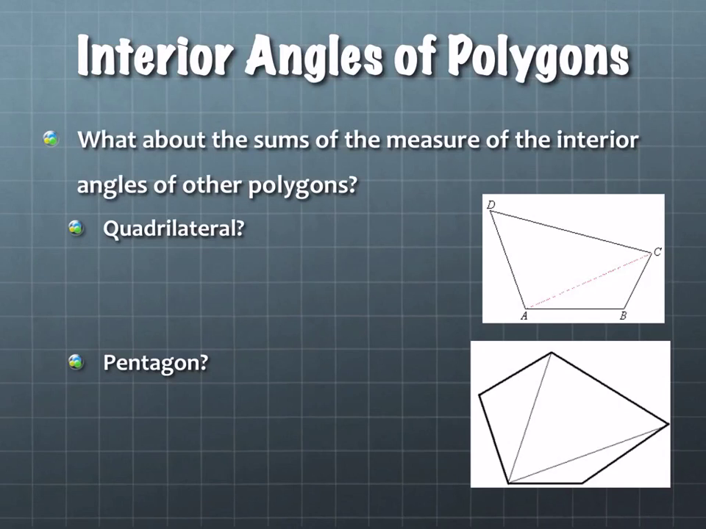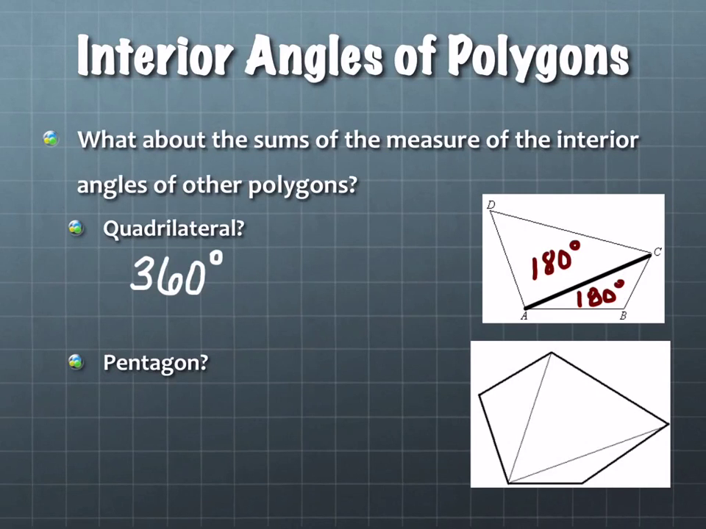So what about the sums of the measures of the angles of other polygons? Well, in a quadrilateral, you get 360 degrees. Now, I want to show it to you from the picture that's on here. If you take a quadrilateral, you can break it up into 2 what? Triangles. And each of these triangles has 180 degrees in it, correct? So if you add 180 and 180, what are you going to get? 360, and that is the correct angle measurement for the sum of the angles inside a quadrilateral.